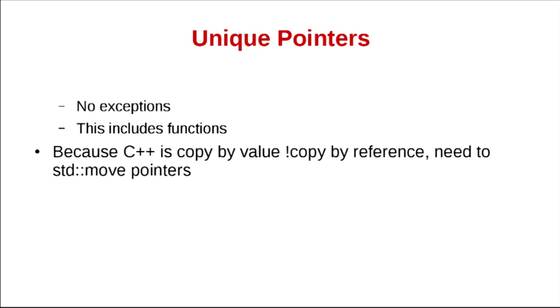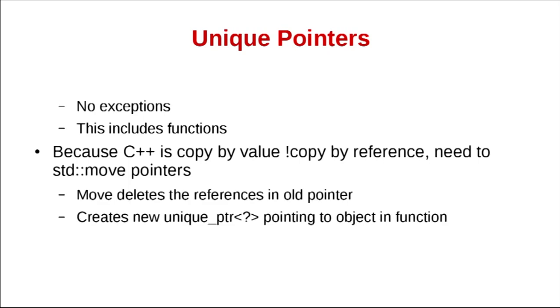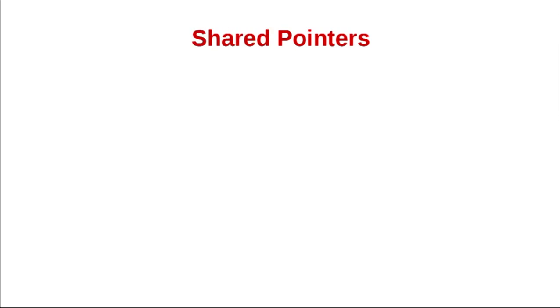C++11 brings move. Move allows you to delete one pointer's old references to an object and then assign it to another pointer. And this is essential if you're passing unique pointers into functions and is effectively required if you want to use unique pointers in functions. All right. What it does is it creates a new unique pointer with the type of whatever and points to the object in the function. All right. I think that's the end of that slide.